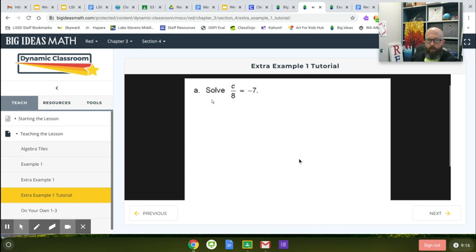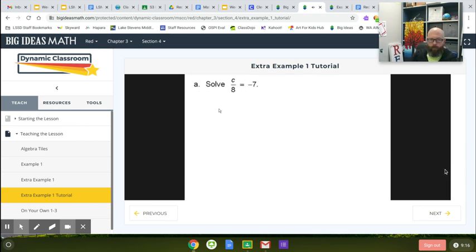Solve the equation c divided by 8 equals negative 7. The first thing we want to do is rewrite the equation. C divided by 8 equals negative 7. Notice that c is being divided by 8. So, to undo division, you want to use multiplication. Using the multiplication property of equality, we can multiply each side of the equation by 8.